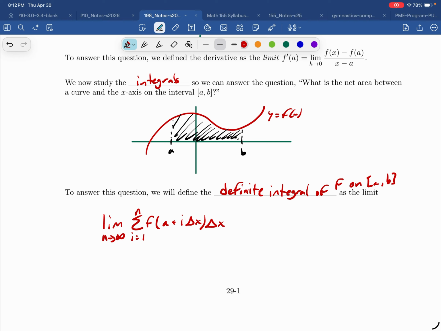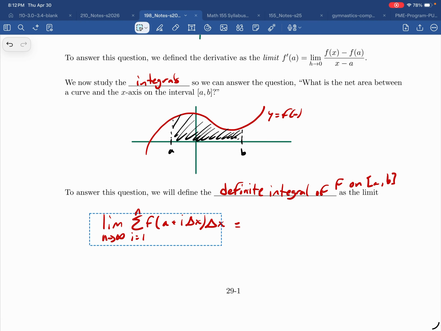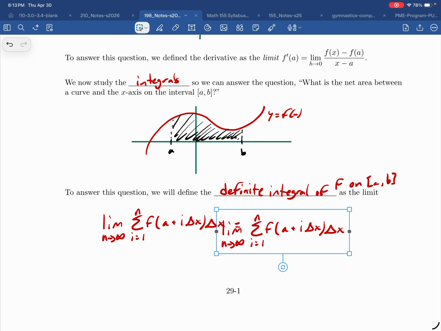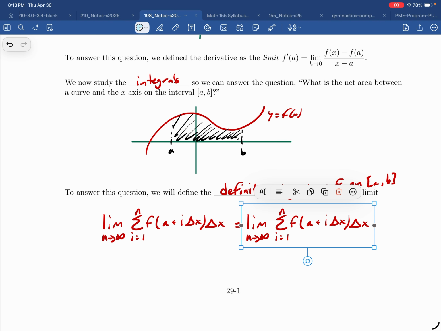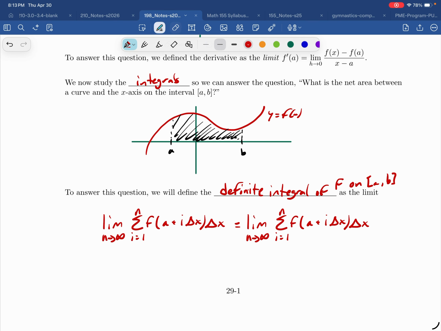Now you're probably wondering, what the heck is that? Well, it's this. I'm actually just going to be a little lazy, do a little copy, duplication. I won't have to write all that again. But instead of delta x, it's really b minus a over n, right? Remember, a and b is our interval, and we're multiplying this again by b minus a over n. All right, so it's that.